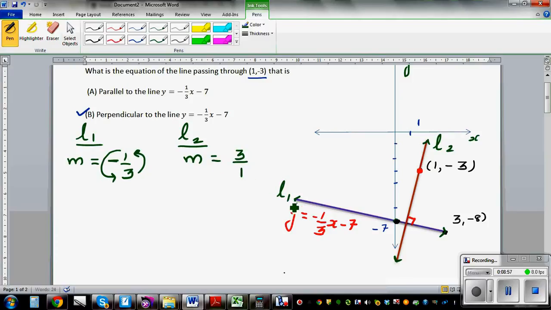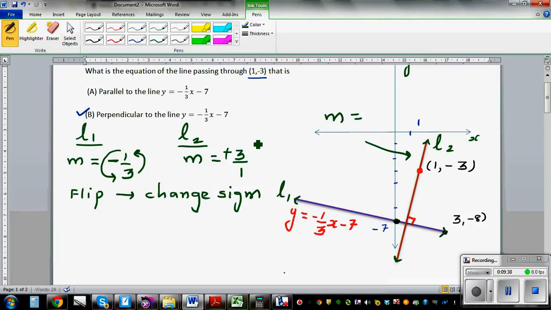That's the first thing. You swap or flip the numbers, and then you change the sign from negative to positive. So if it is negative, it becomes positive. And it also makes sense. If this gradient is negative, the perpendicular line gradient has to be positive. And if it was positive, you make it negative. So two things: first, flip, and then change sign, and that gives you the gradient of the perpendicular line. So I can say the gradient of this line is 3. 3 over 1 is the same as 3.